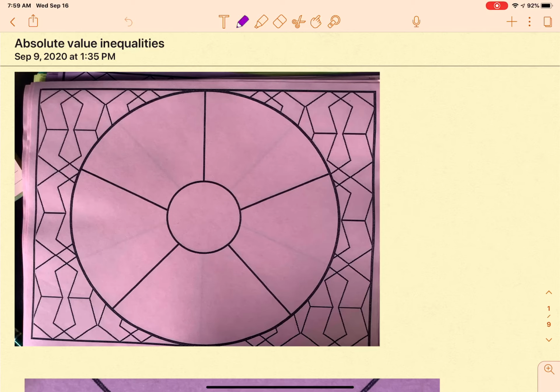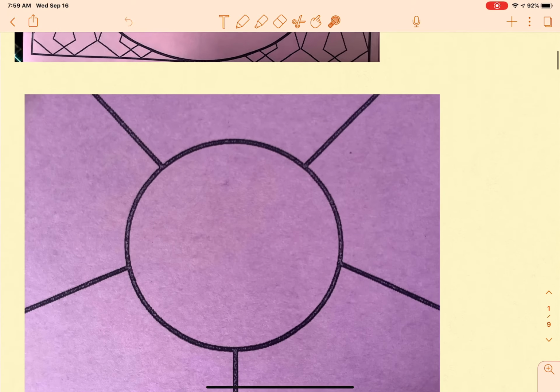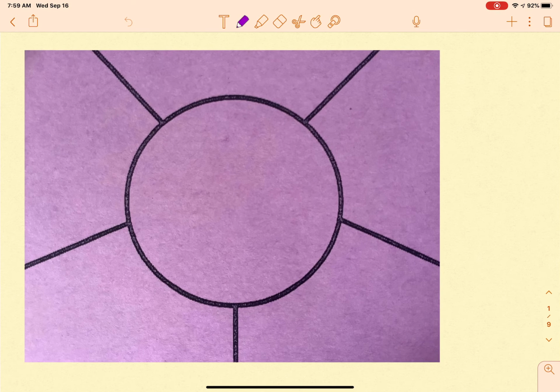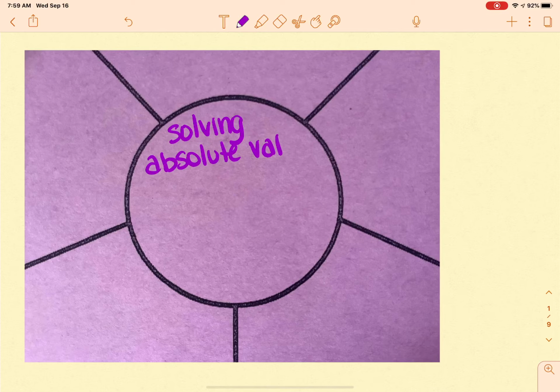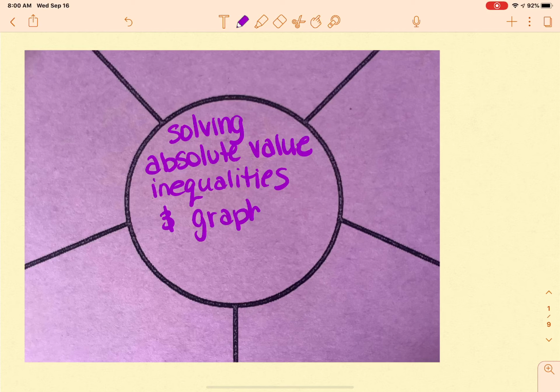So first of all, we're going to start with one of the organizers. And in the middle, I'm going to label this solving absolute value inequalities and graphing. So the graphing part is really going to be different for us here. And also it's an inequality, so what that looks like is a little different as well.